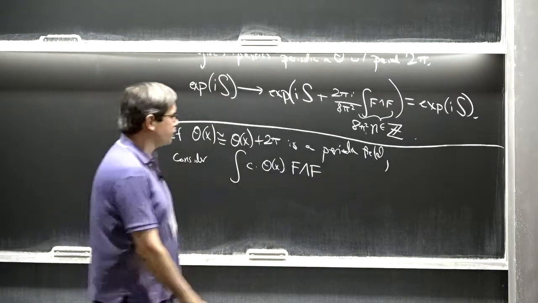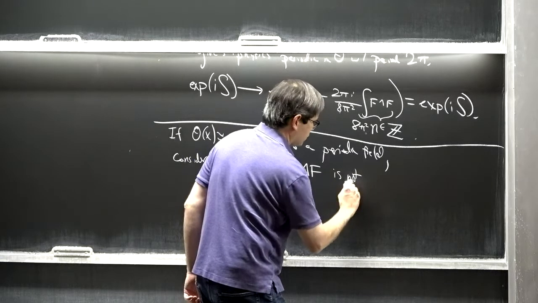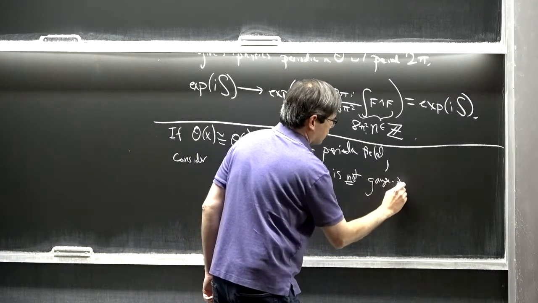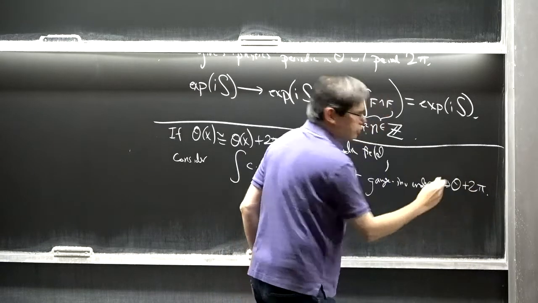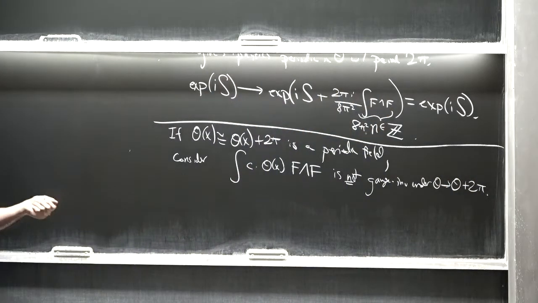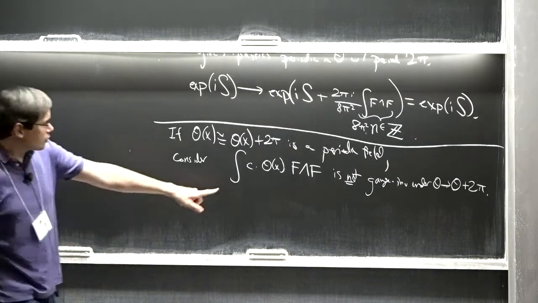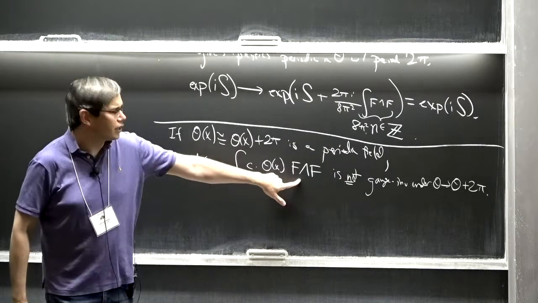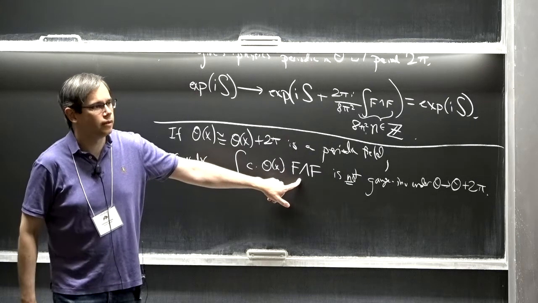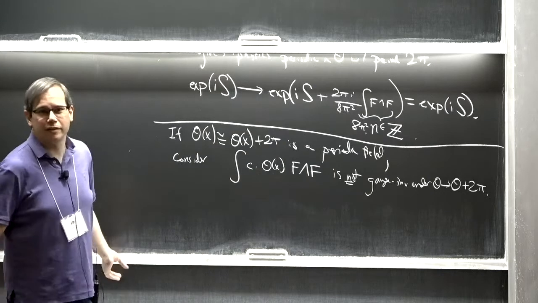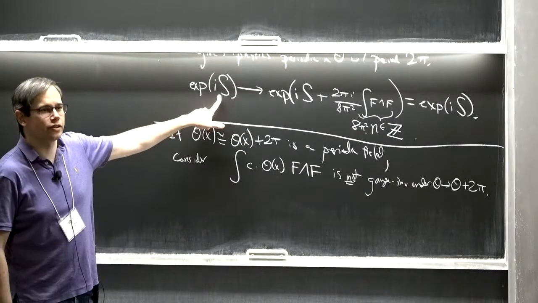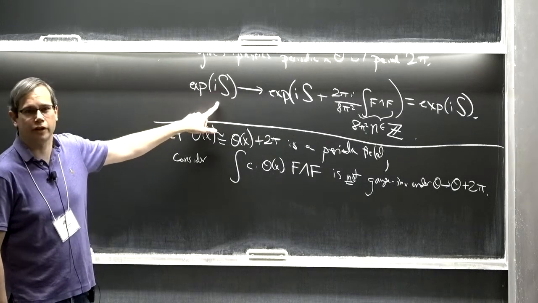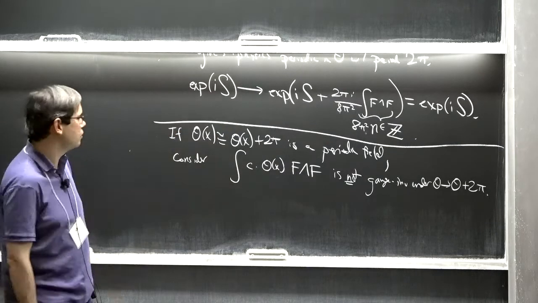I can write this in my action, but it's not gauge invariant, because I said we should think of theta going to theta plus 2 pi as a gauge transformation. It's just two different ways of labeling the same thing. But our action is clearly not invariant. If I add 2 pi to theta, I add a multiple of f wedge f. That's OK, because physics doesn't care what the action is. Physics only cares what e to the i action is. That's the only thing that ever actually shows up when you calculate a correlation function.